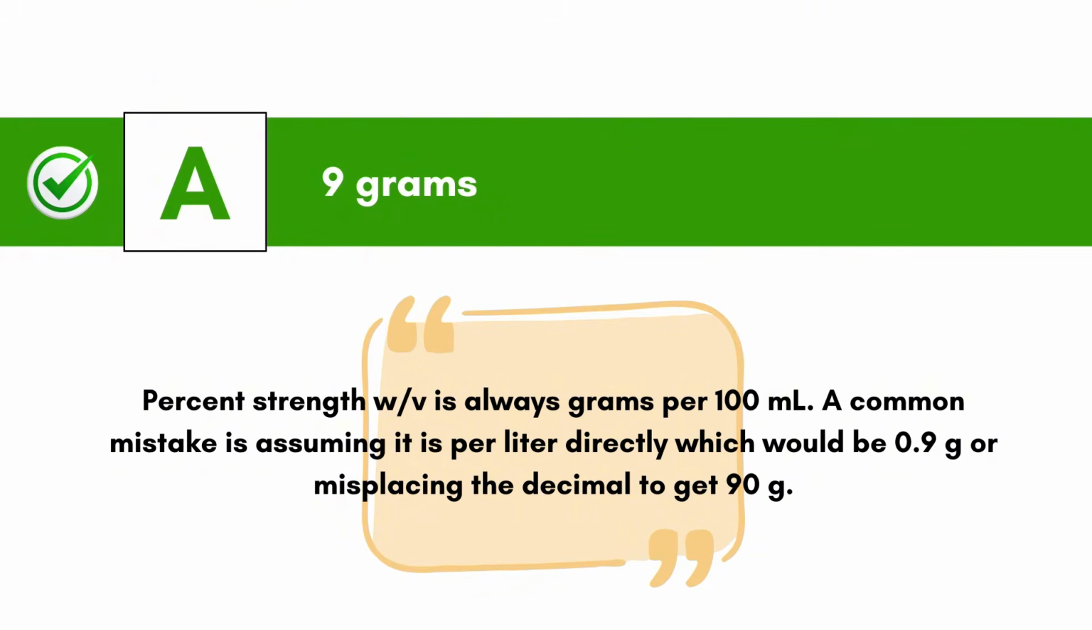You got it. Option A, 9 grams is the correct answer. Percent strength weight over volume is always grams per 100 milliliters. A common mistake is assuming it is per liter directly, which would be 0.9 grams, or misplacing the decimal to get 90 grams.